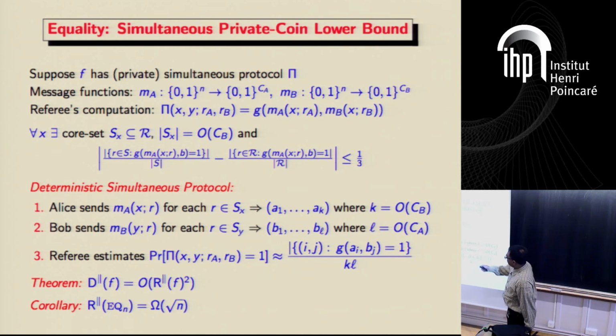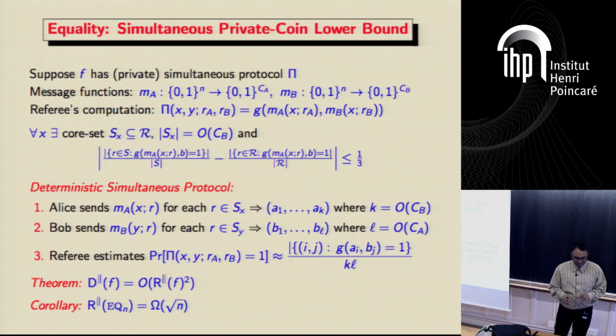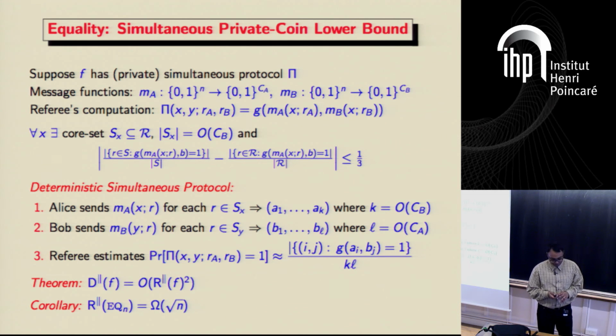Now note that each of Alice's messages is CA bits long. So the total length of this message is CA times CB. Likewise, this is also CA times CB. Now using these two sets of messages, the referee is going to estimate the probability by just looking at, in this sample, what's the probability of outputting 1. By definition of a core set, things will work correctly, and the complexity this gives you is CA times CB, which is at most the square of the original randomized complexity.